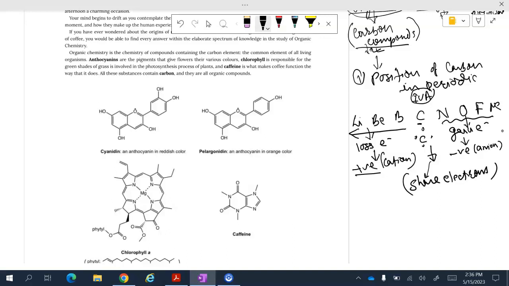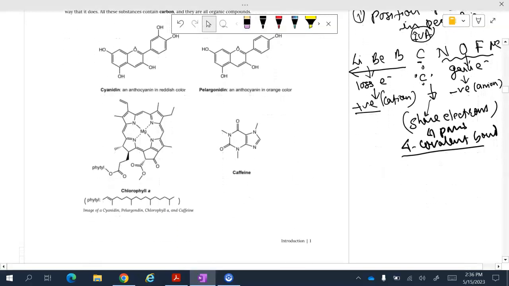Whenever it shares electrons in order to complete the octet, it will share 4 pairs of electrons. That is why carbon always forms 4 covalent bonds by sharing 4 pairs of electrons. And these 4 bonds can be all 4 single bonds, or 1 double and 2 single bonds, or 1 triple and 1 single bond, or 2 double bonds.